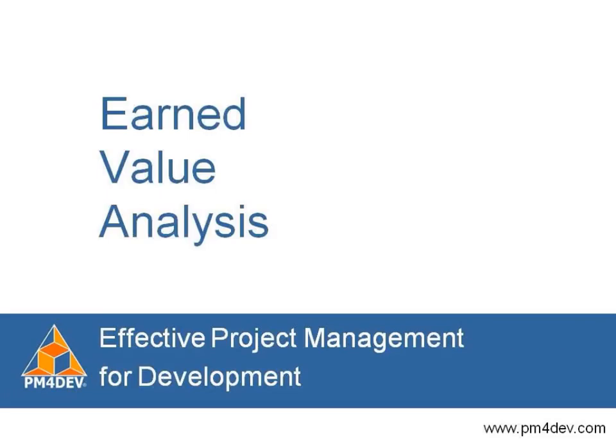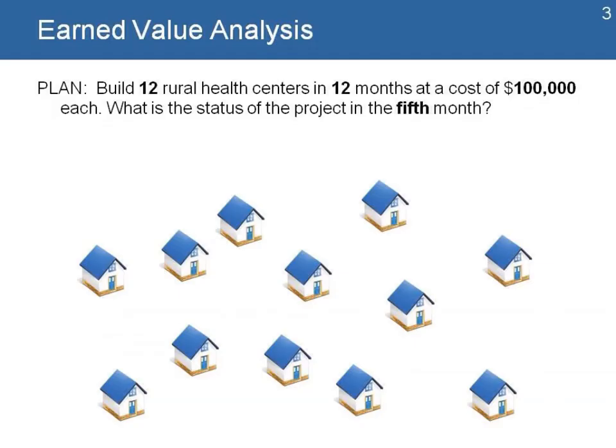This is a presentation on earned value analysis. We're going to start with a simple example. We have a plan to build 12 rural health centers in 12 months at a cost of $100,000 each. And here's my question. What is the status of the project on the 5th month?